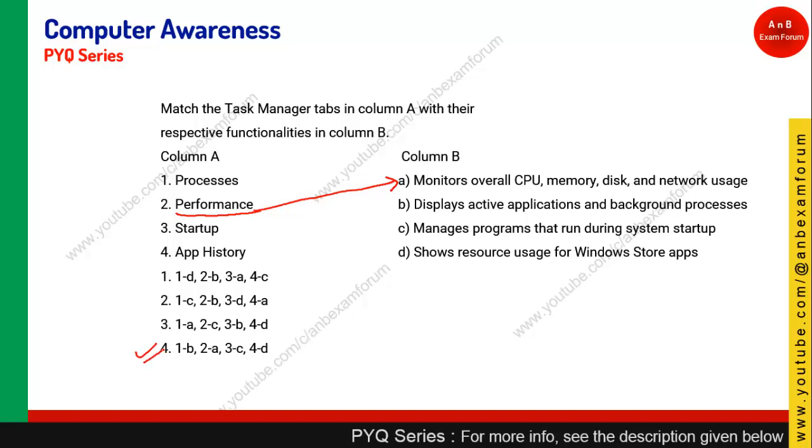Let's see the other things also. App history, as you know, gives the resource usage for the Windows Store app. Startup will definitely be related to startup. So if you go with option 3 to C, startup, which are generally started during the startup of the PC, again you can go with this also. So you are going to come to option 4 also. Okay, so option 4 is the right answer.